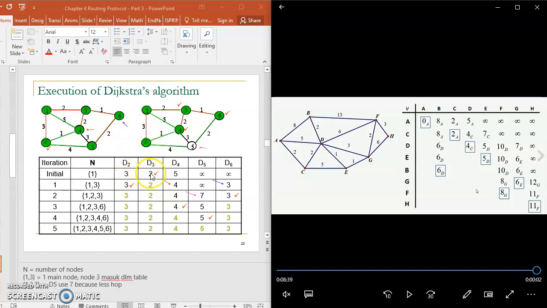Now what happened? The next one from initial to D3 means node 1 to 3. Cost is 2. You put 2. And then how about here? D4 from initial. So how about the cost? Cost equals 5. How about D5 and D6 from initial? Cannot, because you cannot go directly from 1 to 6. Must go through node 3. Similarly like D6, D5: you must not have a direct link.